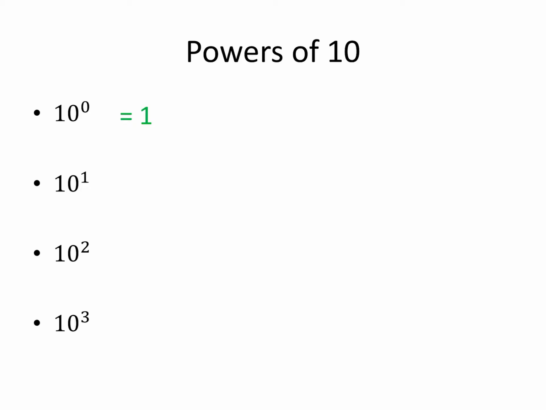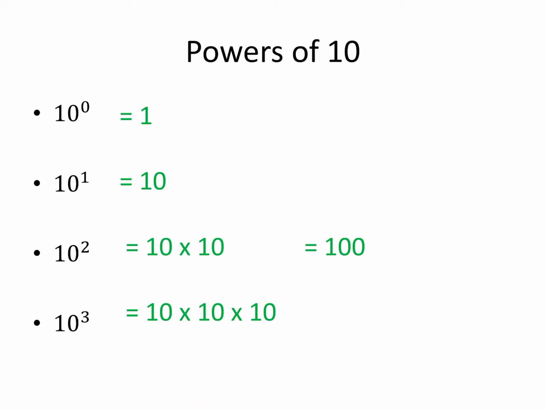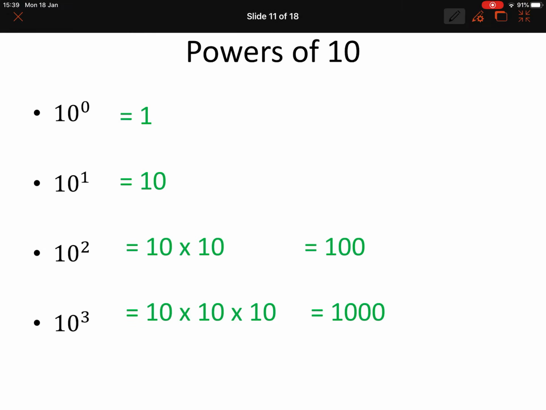Right, so what you'll see is that 10 to the power of 0, anything to the power of 0 is always going to be 1. This is something that you have to just know when we do the exam later. 10 to the power of 1, anything to the power of 1 is just itself, so that's just 10. 10 squared just means 10 times 10. And 10 cubed just means 10 times 10 times 10. So 10 squared is going to be 100, and 10 cubed is 1,000.